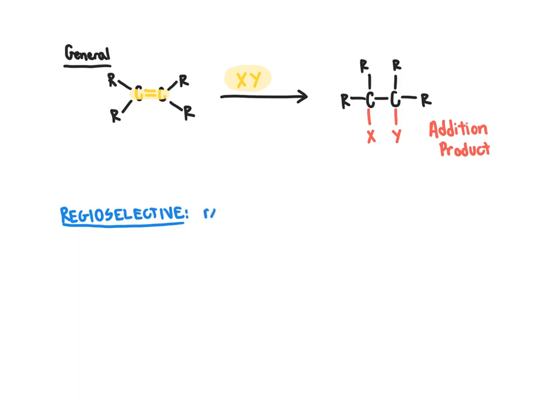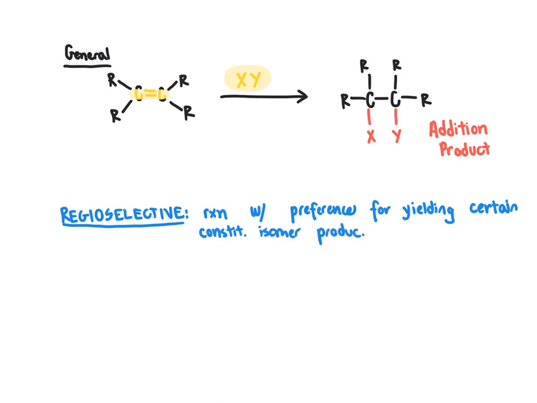So we're going to define this as a reaction with a preference for yielding certain constitutional isomer products over others that are hypothetically possible, or theoretically possible.